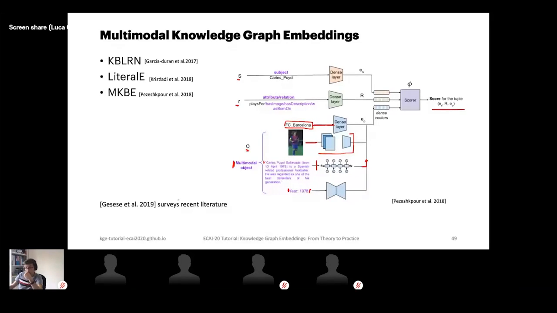But all in all, I would suggest to read this recent survey paper that covers the most recent developments in this area, because it's one of the interesting areas to look at research-wise.